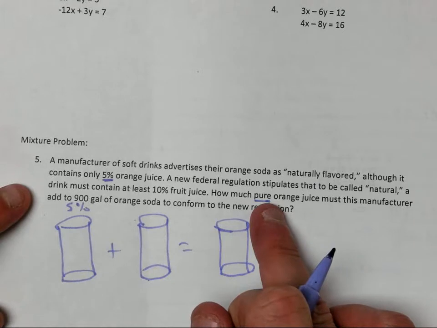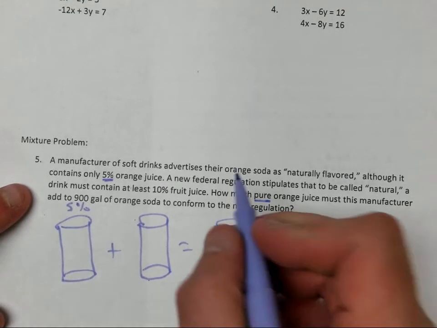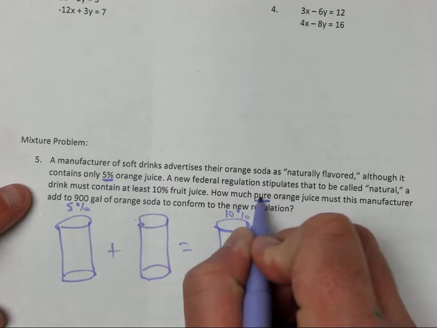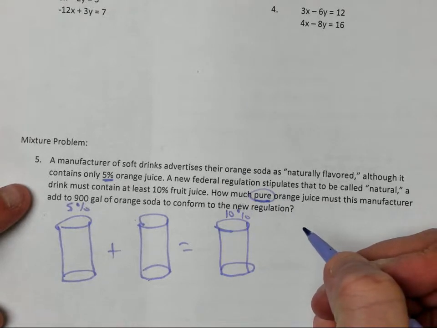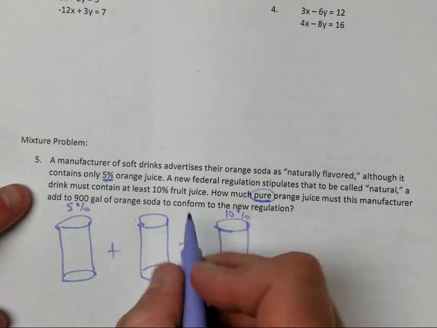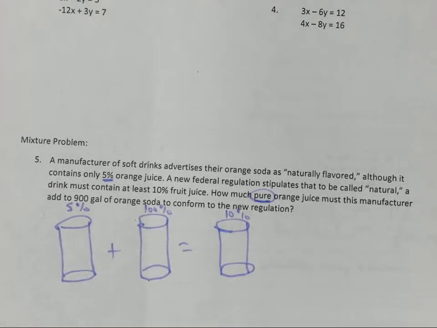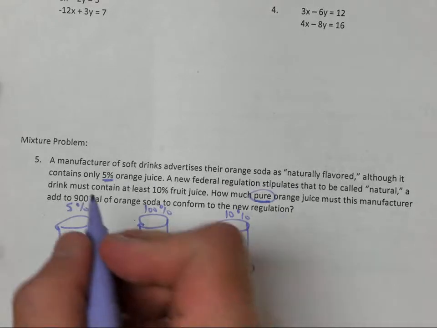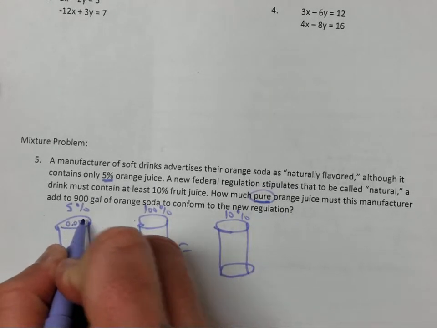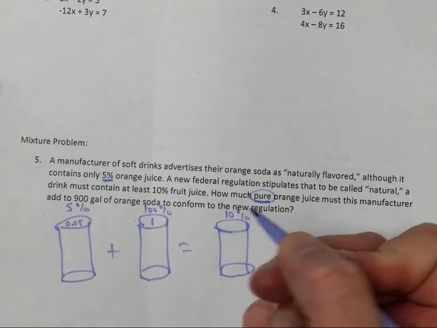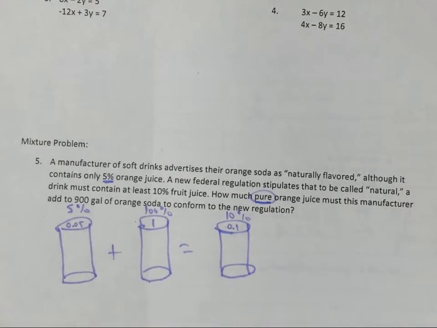5% plus the pure to get the 10%. I know in the end I want the 10%. But if something is pure, guys, that means that's 100% orange juice. So you're going to put 100% here. Change it to decimal, move this 2 places, that would be 0.05. Move this 2 places, that's 1. And this is 0.1.